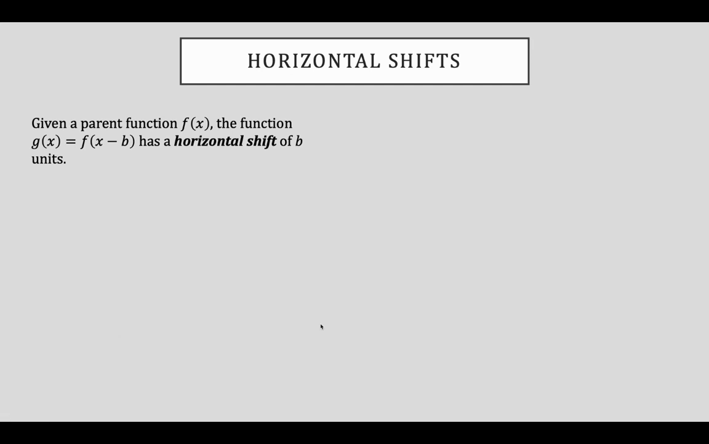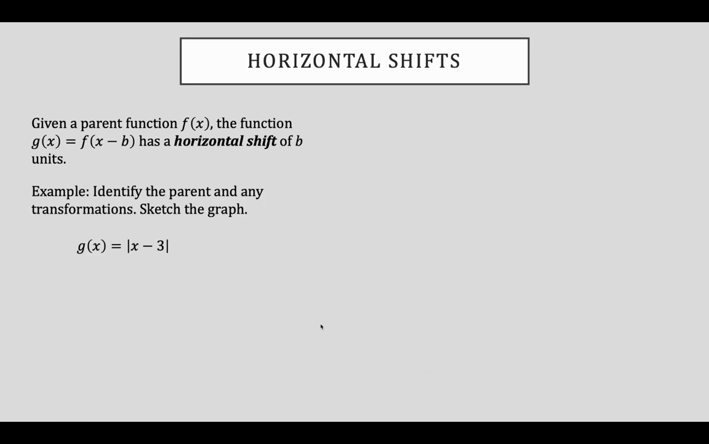Let's look at another example of a horizontal shift here. Identify the parent and any transformations. Sketch the graph. So here we have g of x equals the absolute value of x minus 3. What type of function are we dealing with? Well, this is an absolute value function. The most simple form of an absolute value function is f of x equals the absolute value of x. What's different from the parent function compared to our function g of x? Well, we are subtracting 3 inside of the parent function.